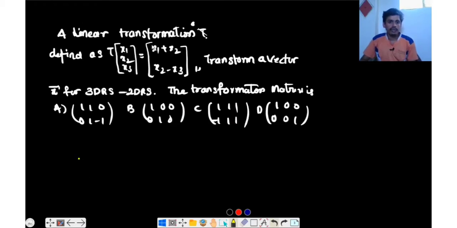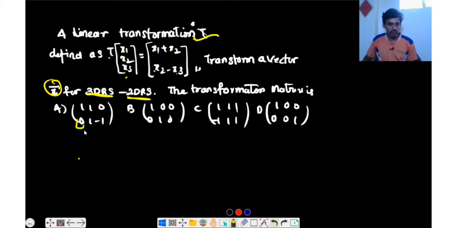A linear transformation T is defined as T of x1, x2, x3 equals x1 plus x2, x2 minus x3. One vector is transformed to another vector by means of some matrix. That matrix we will now find. The transformation can take a three-dimensional real space to a two-dimensional real space. What is the transformation matrix? Now we'll find it using the options.